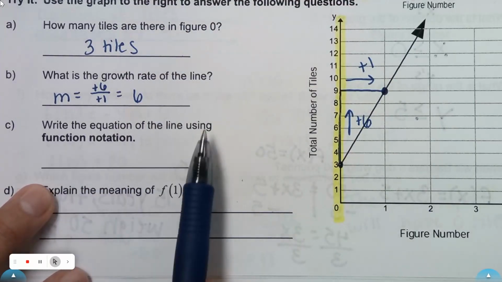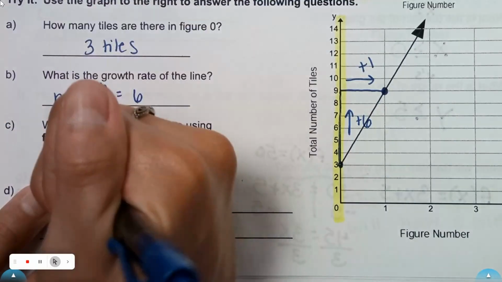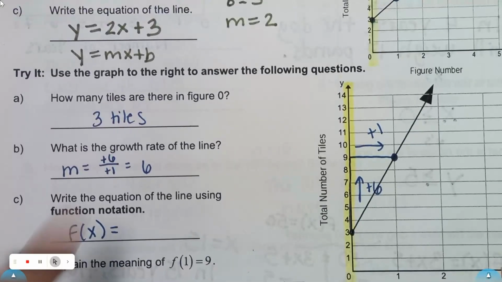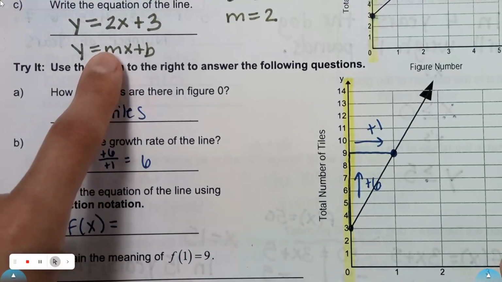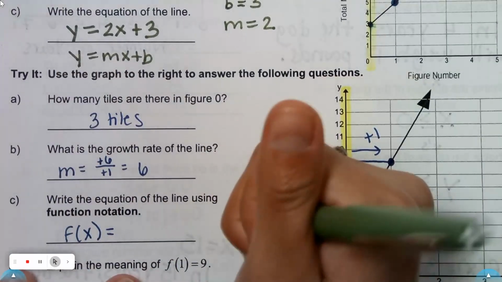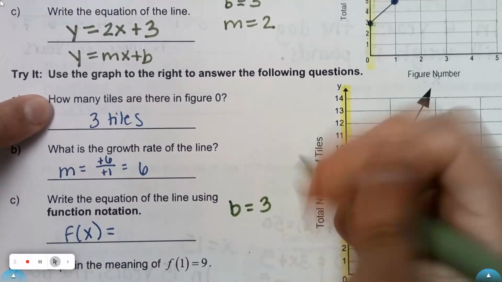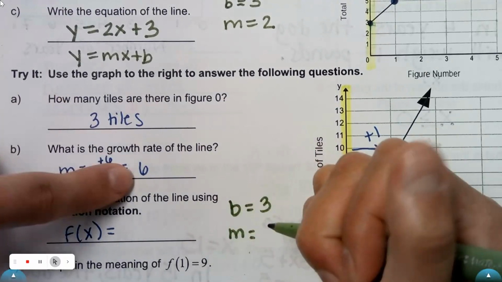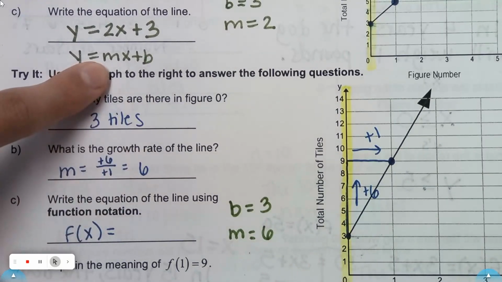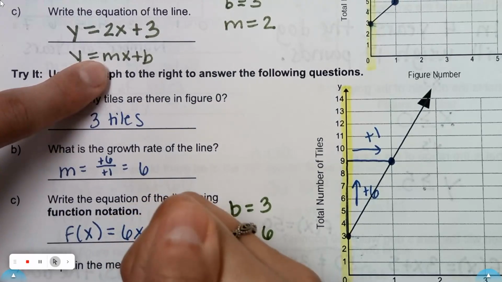Okay, when I'm writing my equation, function notation, remember, means f of x. So this is f of x. If I look at the previous one, I want it to look like this, right? However, I'm just using f of x this time. My b is my start. And we said we were starting with 3 tiles. And my m, we said, was 6. So I'm going to write 6 here. And if I want it to look like this, it's going to be 6x plus 3.